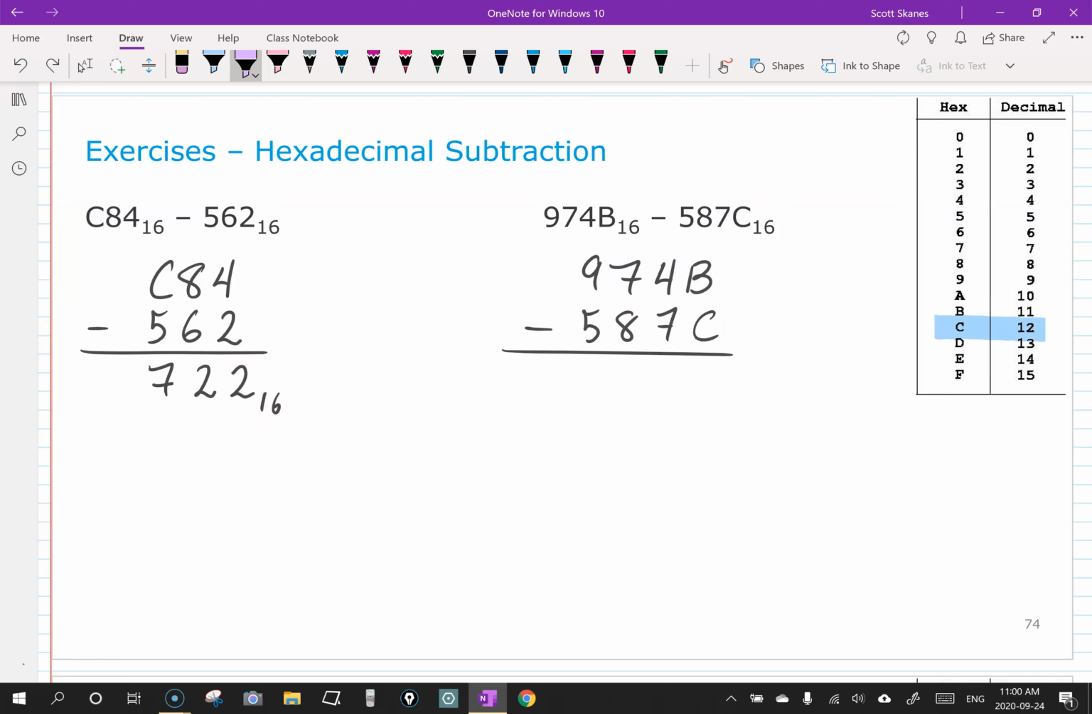B minus C. Well, I can't do B minus C because that would be like saying 11 minus 12, and 11 is smaller than 12. So we need to borrow. If you followed with octal, this should be pretty simple for you. It gets decreased by 1, and the next column, the first ones column, gets 16. The reason it gets 16 is the same reason as before.